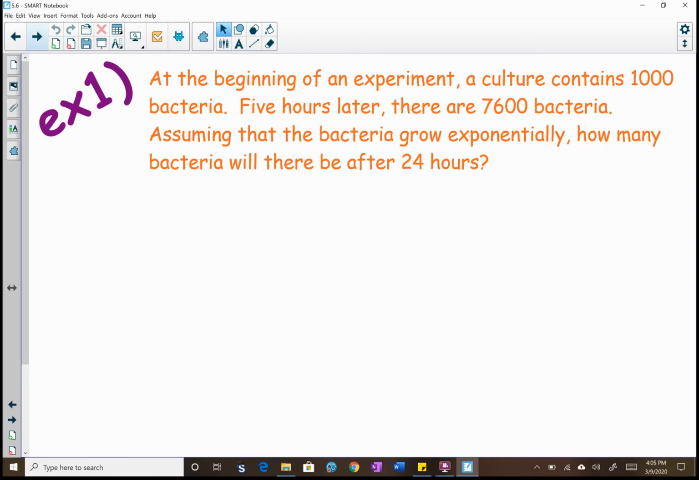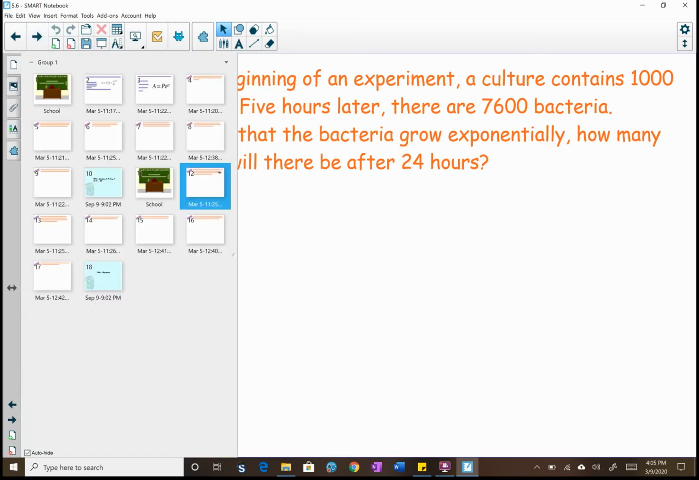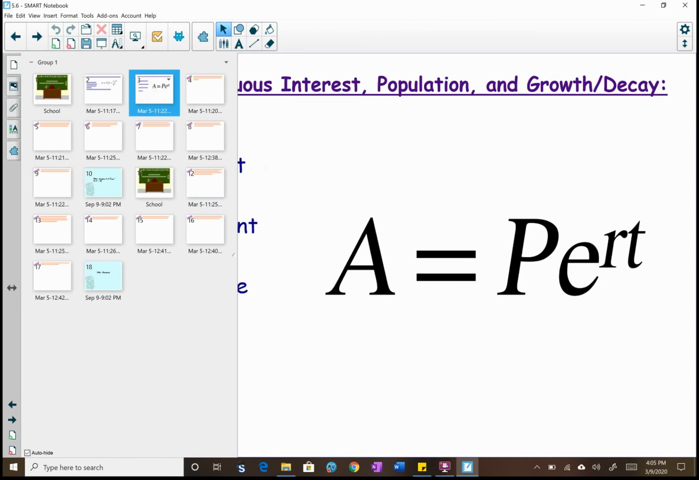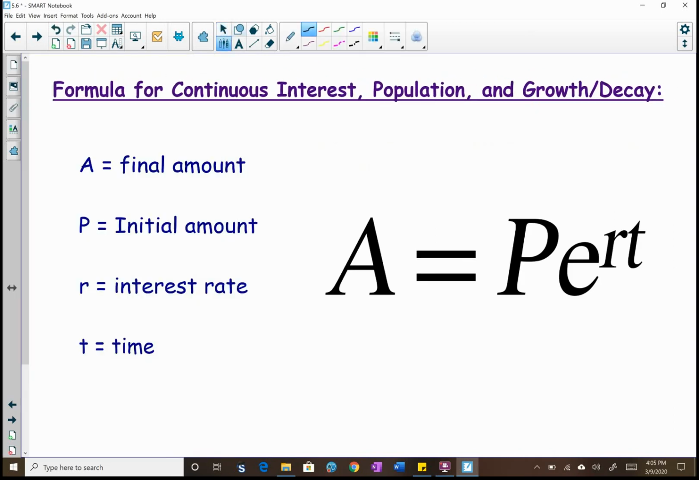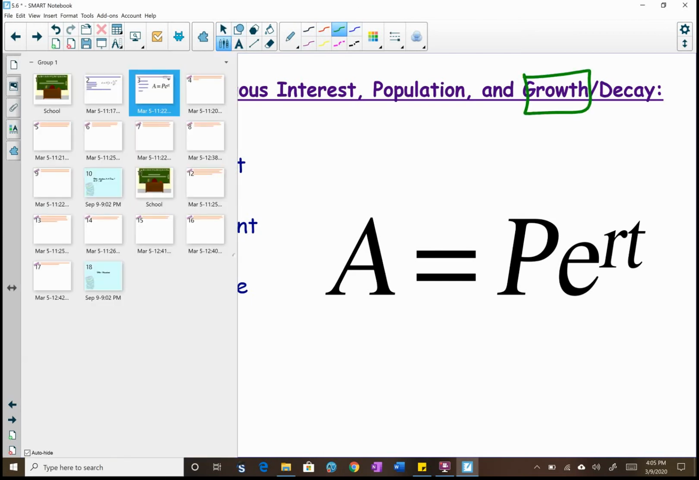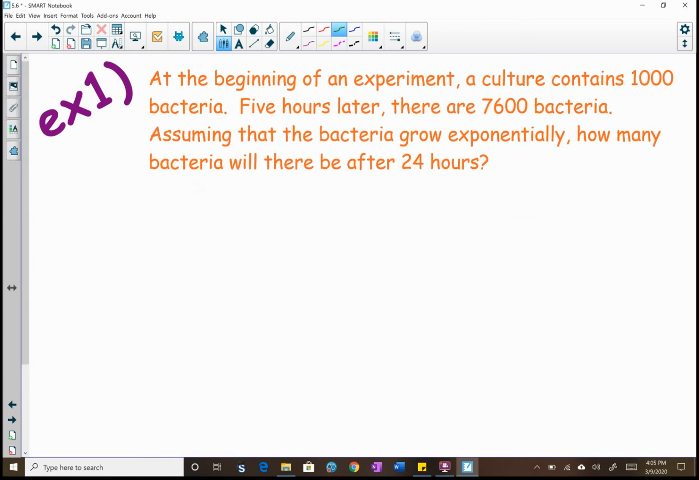At the beginning of an experiment, a culture contains 1,000 bacteria. 5 hours later, there are 7,600 bacteria. Assuming that the bacteria grow exponentially, how many bacteria would there be after 24 hours? Okay, so for starters, I know if I go back to yesterday's notes, that a growth problem, like bacteria, is my PERT formula. So we are growing. Okay, so I'm going to write that down. I'm a good little mathematician, so I'm always going to write down my formula every problem.